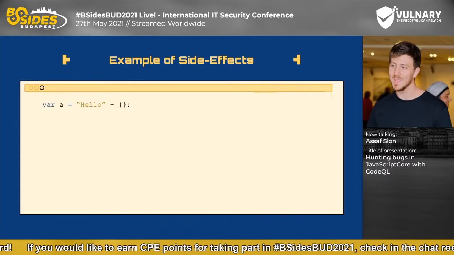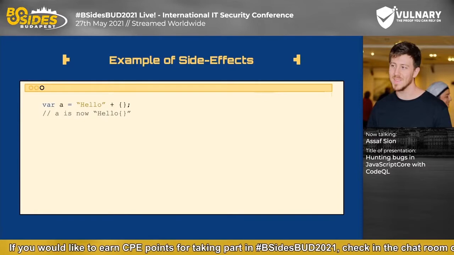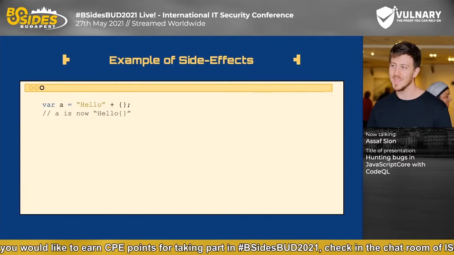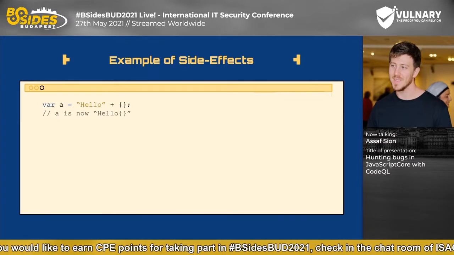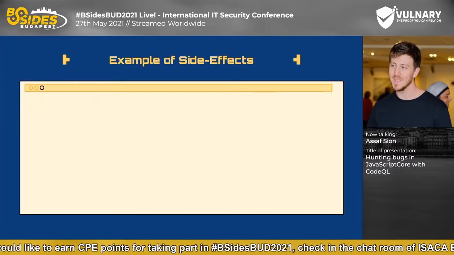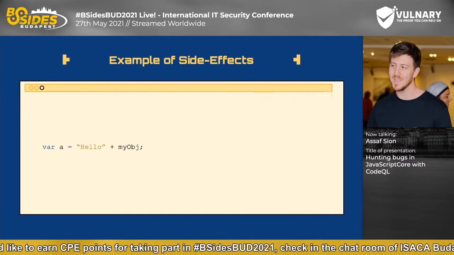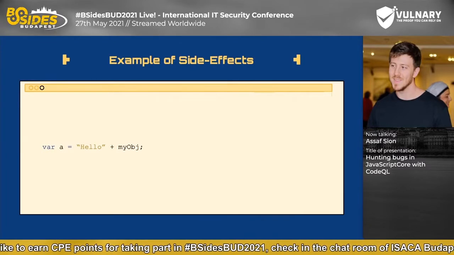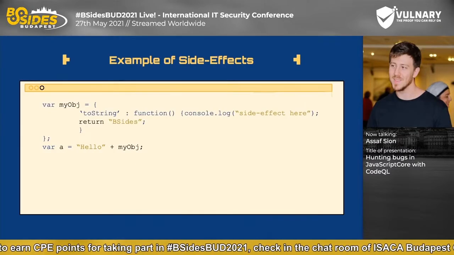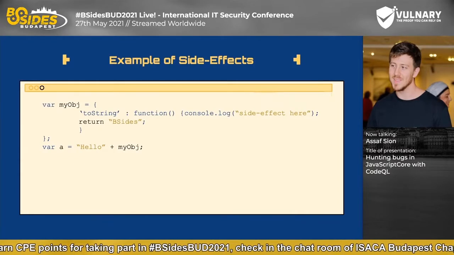I'm sure you know the answer. A will now have the string hello with curly braces at the end of it. That's A. A is now a string with hello concatenated with the curly braces at the end of it. But, and this is very interesting, concatenating a string with an object that has a function, if the object has a function property named toString, this will set the value of A to something completely different.